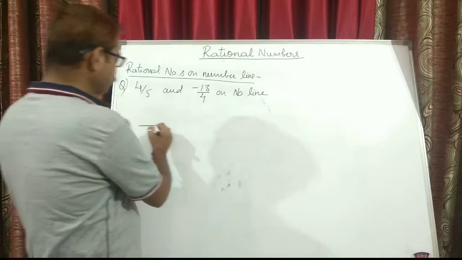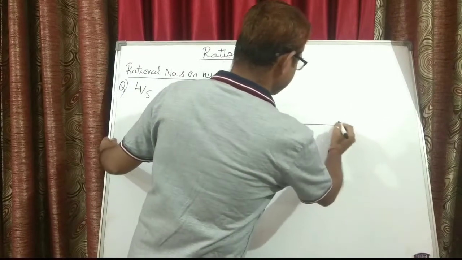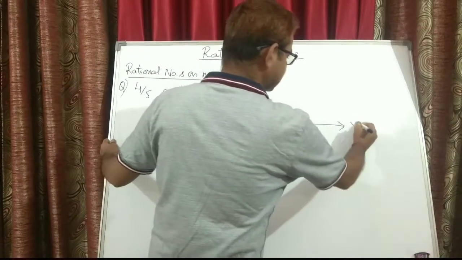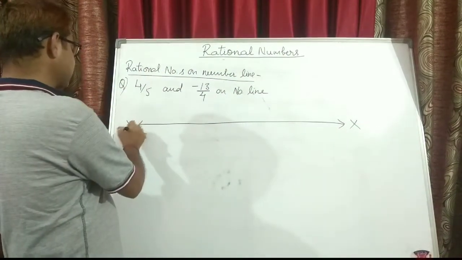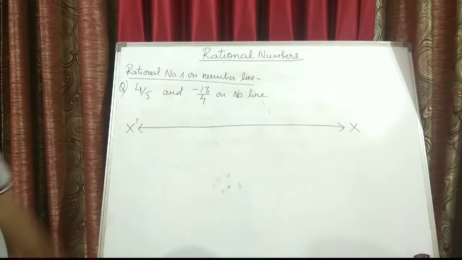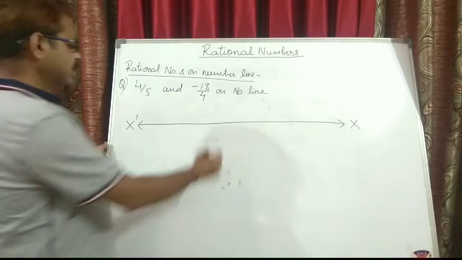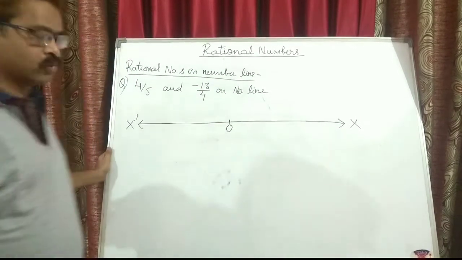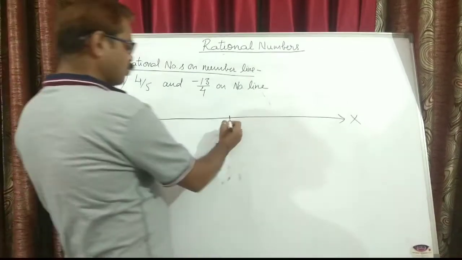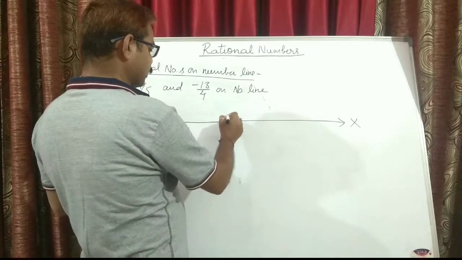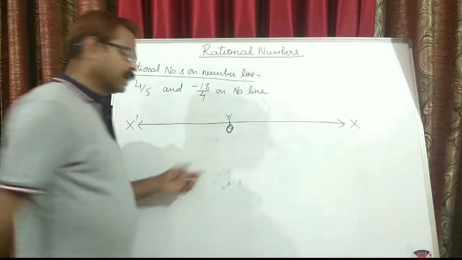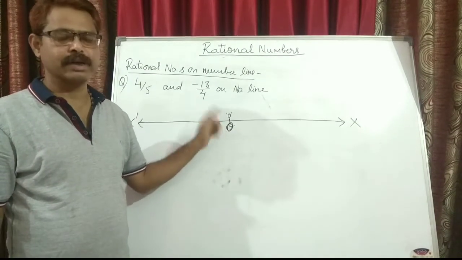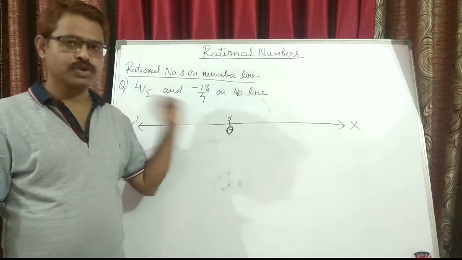The very first thing we are going to do is draw a number line. We will draw a line, let it be named X and X dash. Anywhere on this, generally in the middle, we take a point 0 and represent it by O. This is 0. Anywhere on the line, just take a point, name it O, and that will be the 0 point.